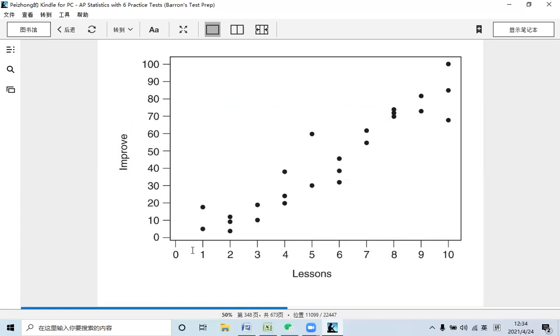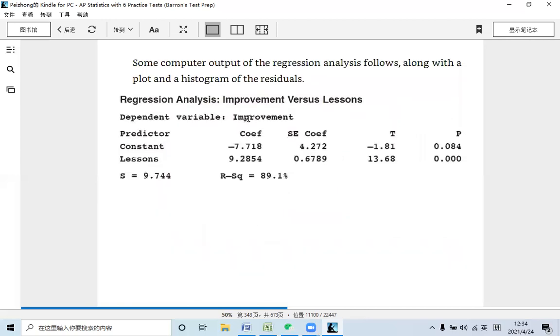Alex, you remember? You can eyeball this scatter plot. What kind of correlation do you see? It has a pretty strong correlation. It's positive. Yeah, strong positive correlation, right. And if you look at the computer analysis, dependent variable, improvements, predictor. So eyeball this output. Can we get a formula?